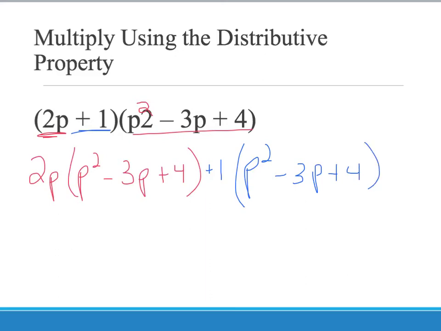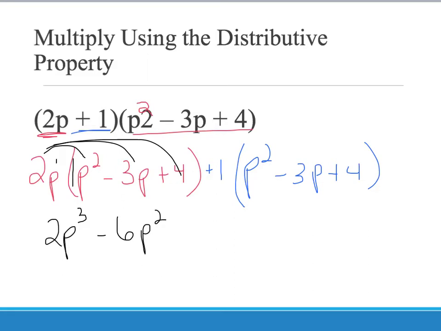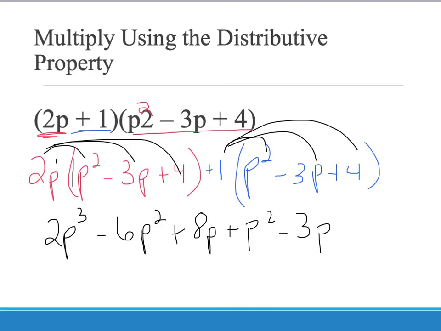Okay, now let's distribute. 2 times 1p is 2p cubed, minus 6p squared plus 8p. Okay, next one, plus p squared minus 3p plus 4. Sorry, that's a plus. Okay, let's combine what we can.